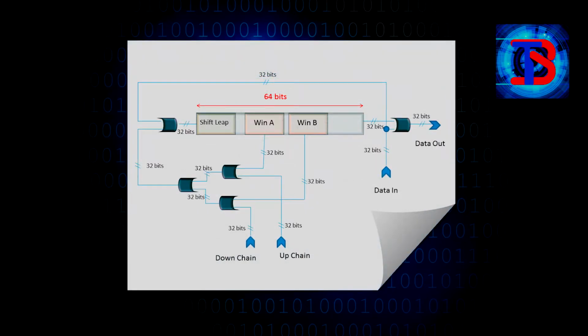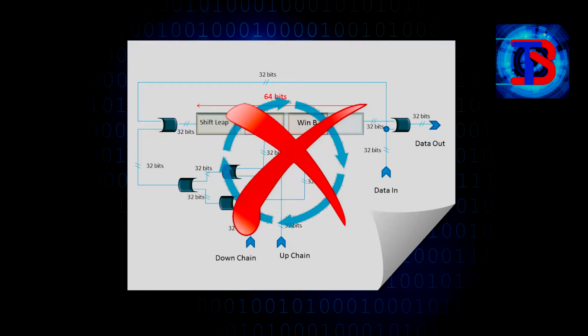Due to the feedback loops, the up and down chain connections, the shift leap and the dependence on the clear data, the shift codec and shift decodec do not have cycles that can be predicted by cryptanalysis.